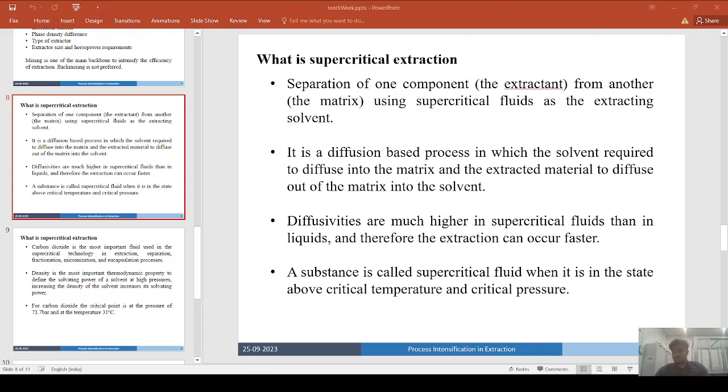So now let us talk about another intensified approach for the extraction process, which is the supercritical extraction process. As the name suggests, supercritical extraction is where your solvent will be a supercritical fluid, and the separation of one component, the extractant, from another, which is the matrix, using supercritical fluid as the extracting solvent, is called supercritical extraction.